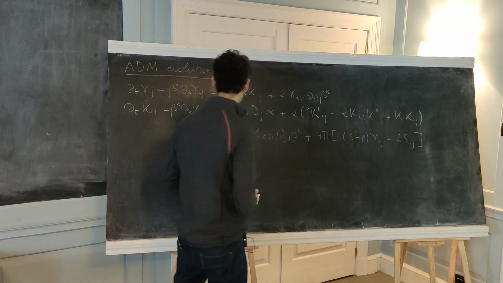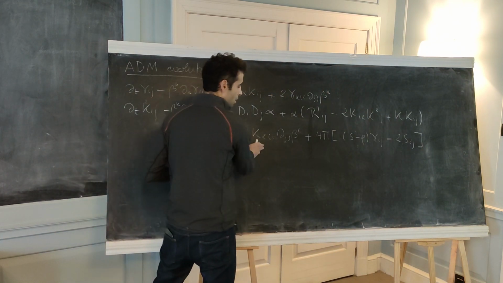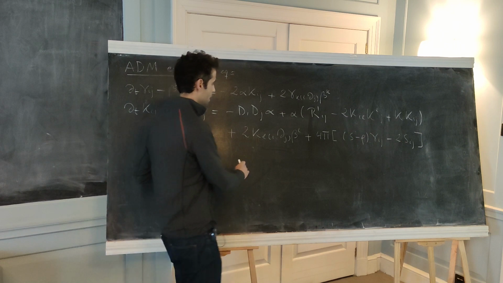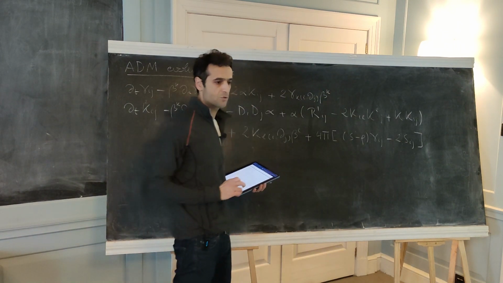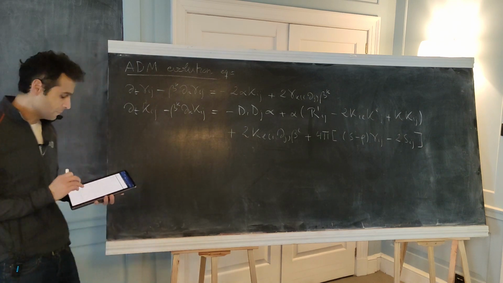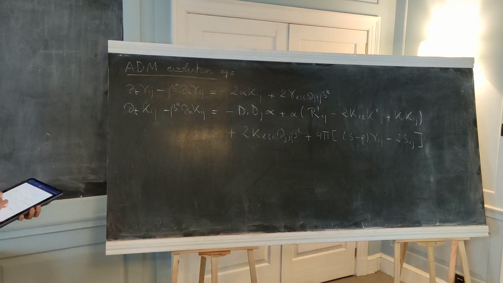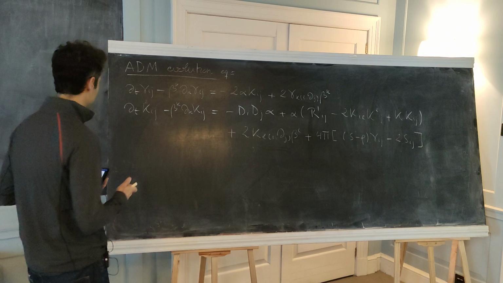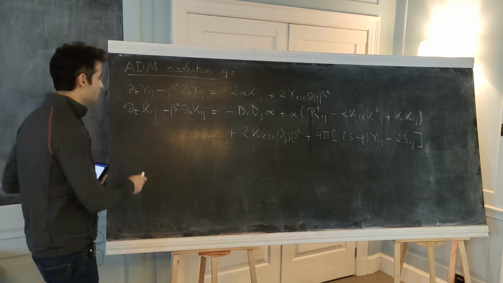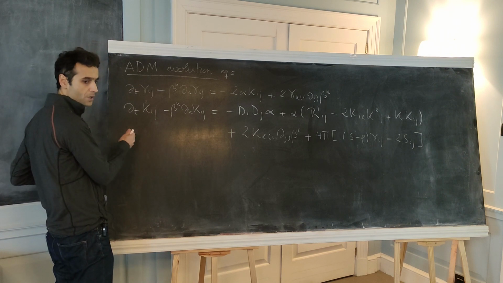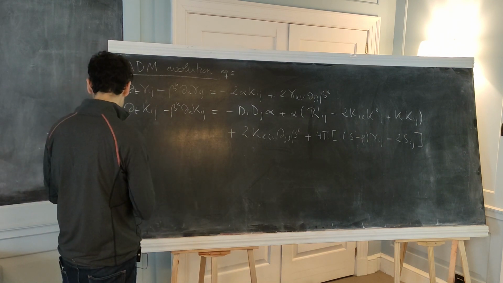As you can see, these terms basically just come from expanding the Lie derivative, and this comes from the Einstein equations, and these are just the decomposition of the stress energy tensor. So these are the equations that we got the other day, and these equations allow us to evolve the induced metric and the extrinsic curvature. So we have to provide initial data.